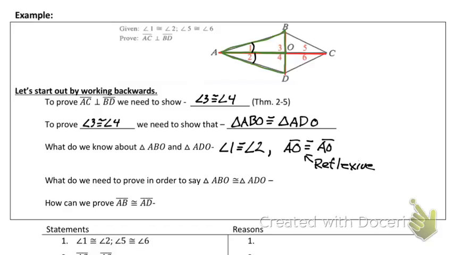So what's the other option? Couldn't you also use another side? Another side. If I just knew AB was congruent to AD, I'd have side, angle, side. I would say these two triangles are congruent, and then by corresponding parts of congruent triangles, these two things would be congruent. So what do we need? We need AB congruent to AD.